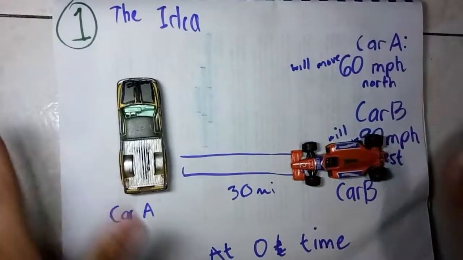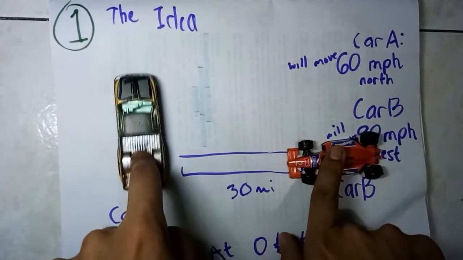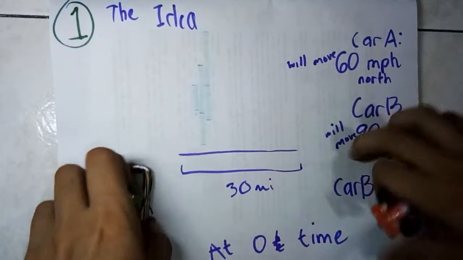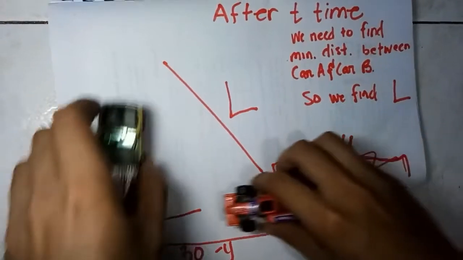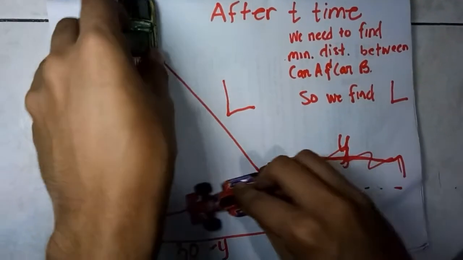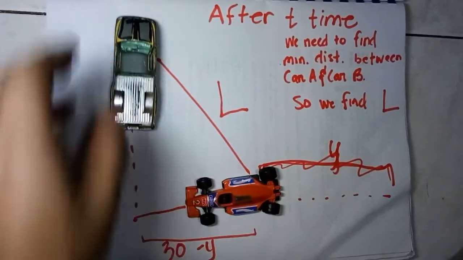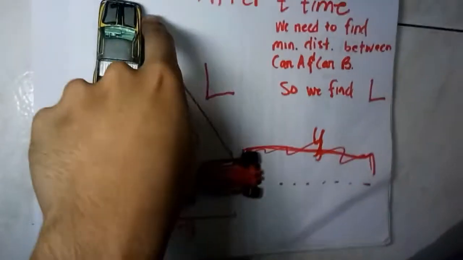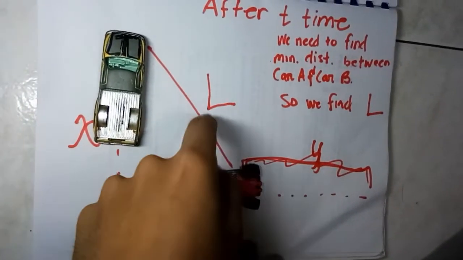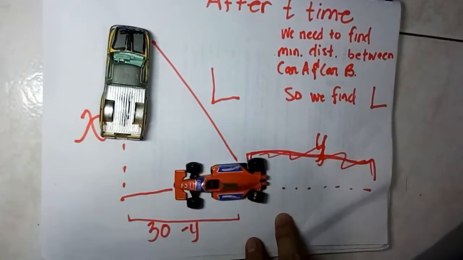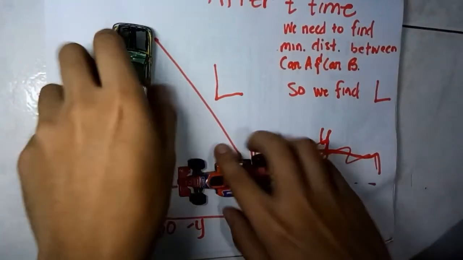Okay, so here's the idea. This is the position of the two cars, car A and car B, before tea time, and this is their position after tea time. According to the word problem, we're going to find the distance between the two cars after tea time and the tea time as well. But first, we're going to focus on L, which is the distance.